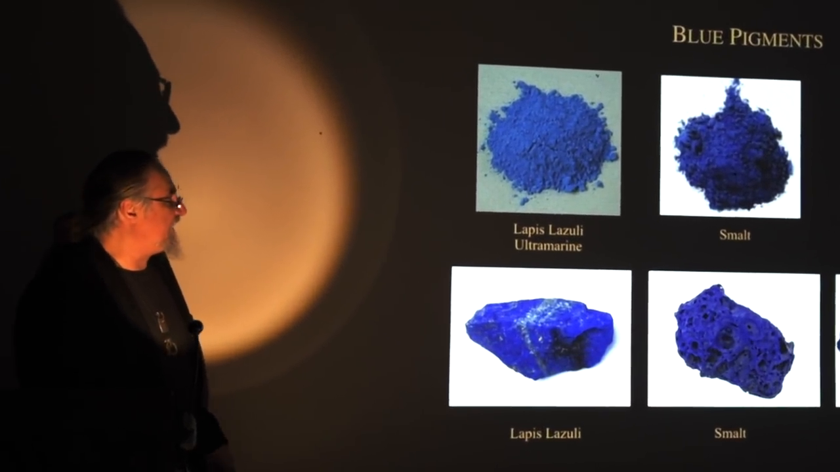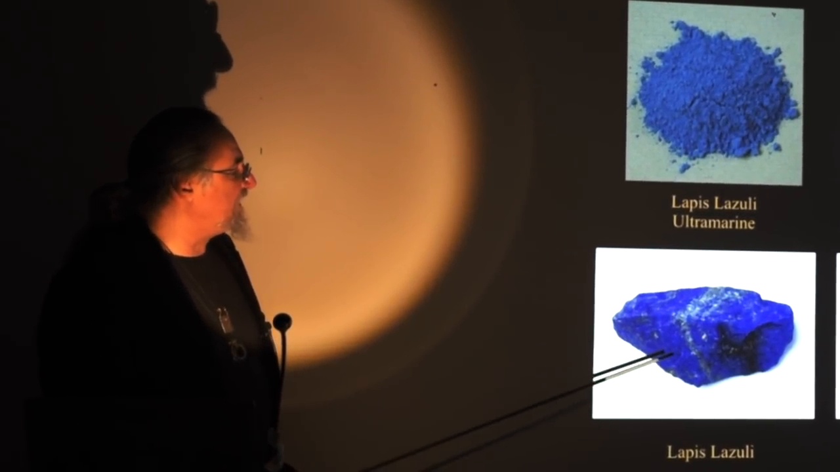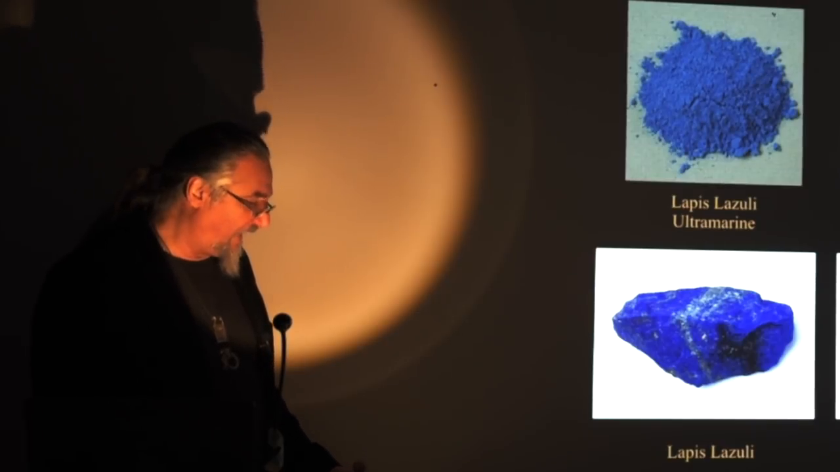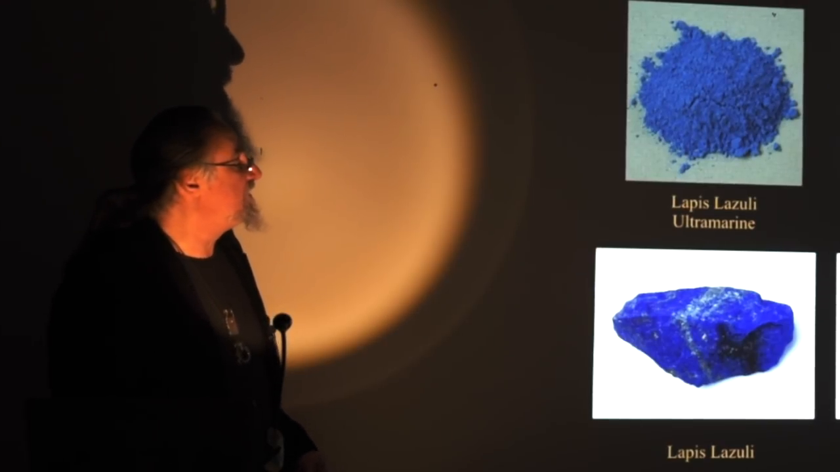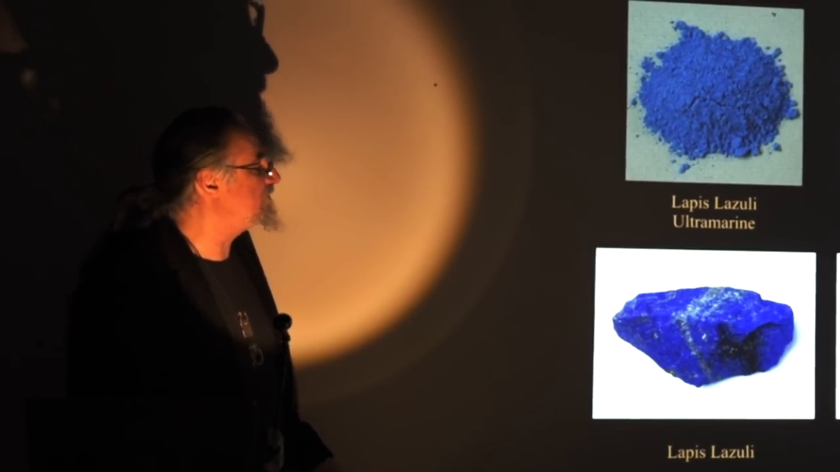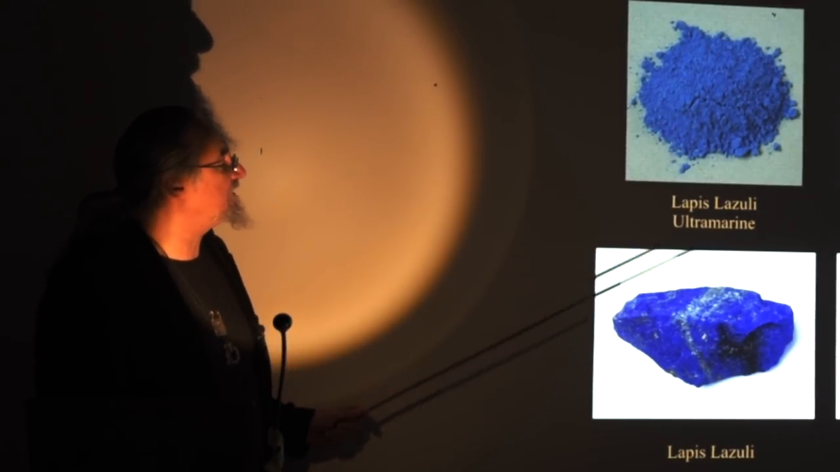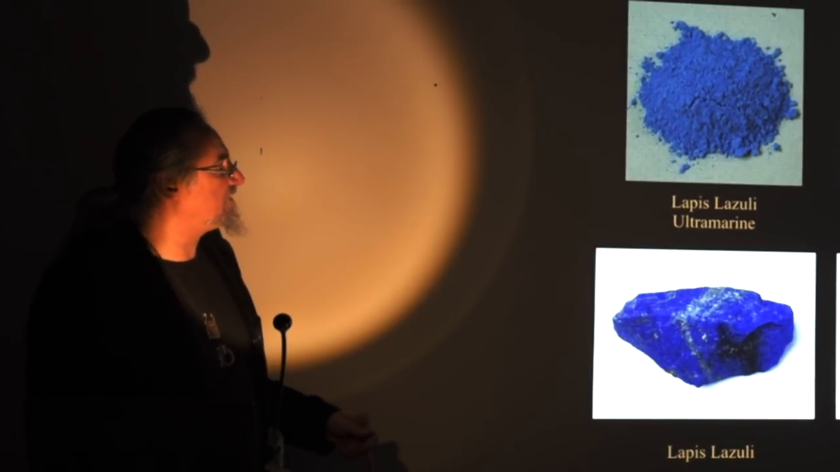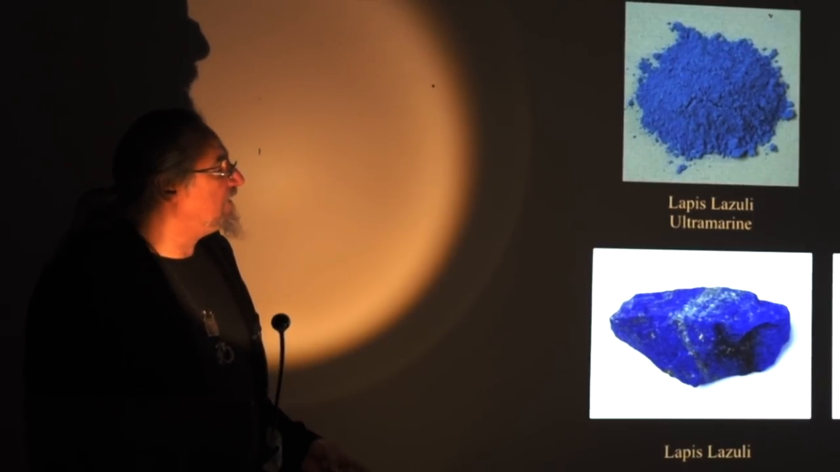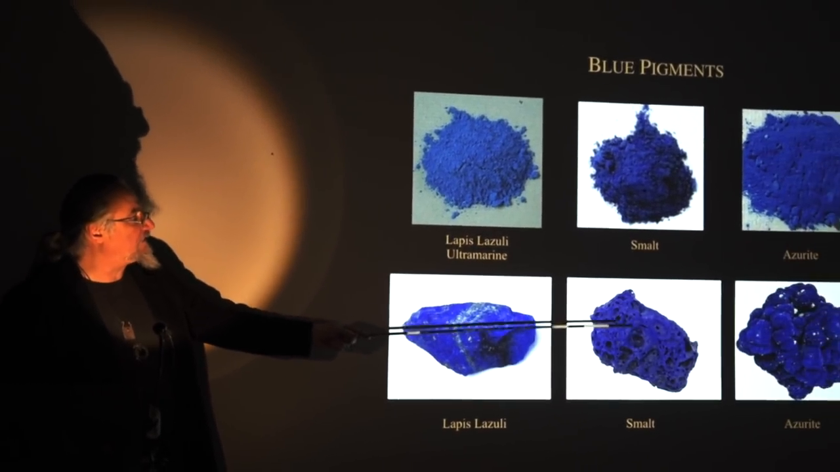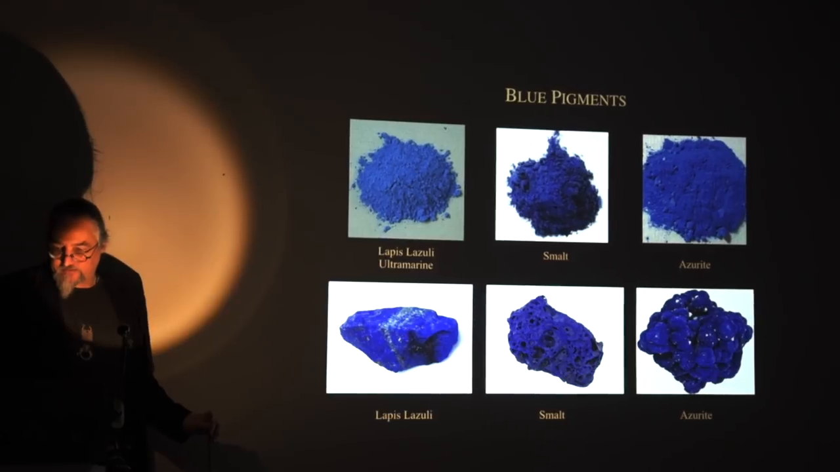Here is the lapis lazuli stone, and even in its natural state, it is quite beautiful. However, artists and alchemists have gone to great lengths to combine it in oil in such a way that it doesn't lose that brilliant blue hue. Even in its ground form, as you see here, it lacks some of the original brilliance of its natural stone form. Smalt here in the middle then, in its ground form, and there on the far right, azurite.